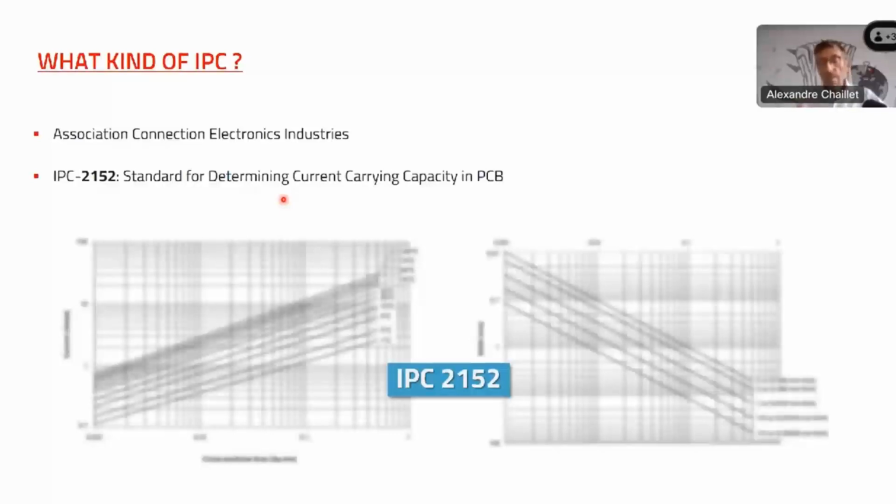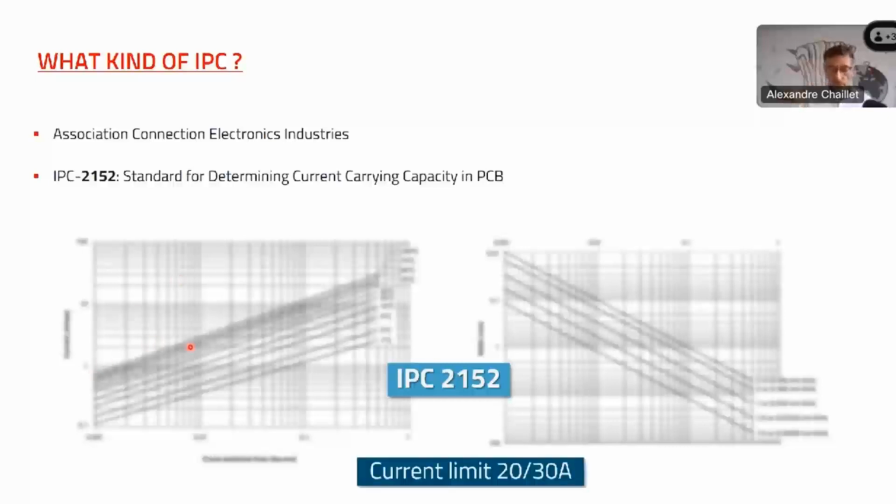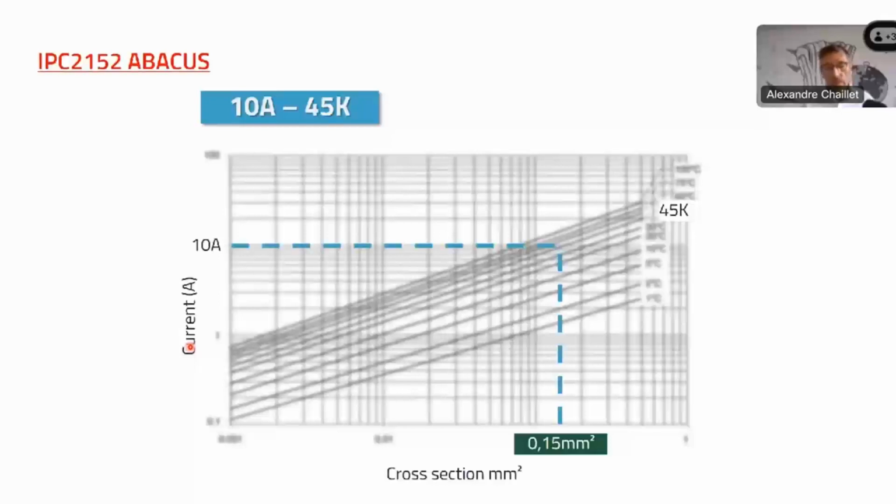Wurth Elektronik company bought the standard, but I'm not able to show it clearly because you have to pay for that. That's not really expensive, and that's really easy to use. So you will find in this standard a lot of abacus, for example, and the current limit is roughly 20 amps. So for most applications, we'll take the example of 10 amps.